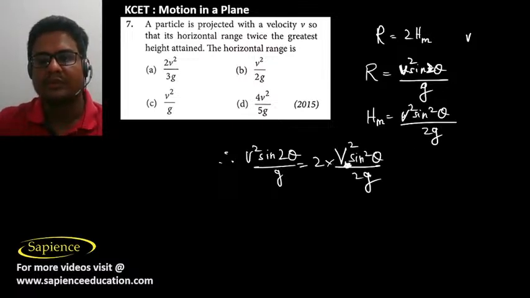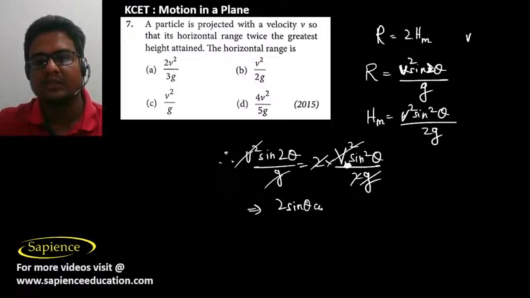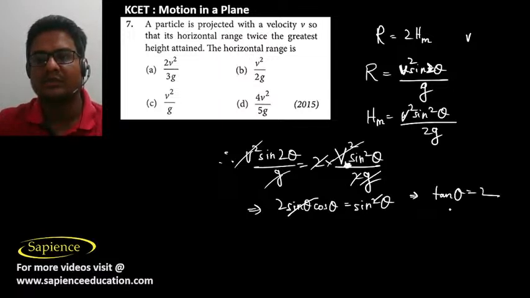So 2 and 2 will cancel out, g and g also will cancel out, v square will also cancel out. So sine 2 theta is 2 sine theta cos theta, that is equal to sine square theta. So sine theta and this sine theta will cancel out. So then tan theta is equal to 2.